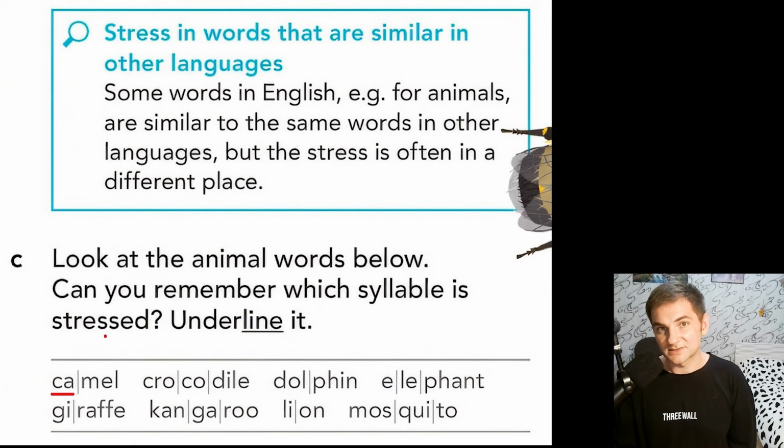So, let's practice some stuff. Part C. Look at the animal words below. Can you remember which syllable is stressed? Underline it. Use your intuition here. Let me help you with the first word here. Camel. Camel. So, the stress is on the first syllable, not the second one. Like camel, yeah? That's weird. Camel. After some time, the answer is going to appear and you can listen and check yourself.